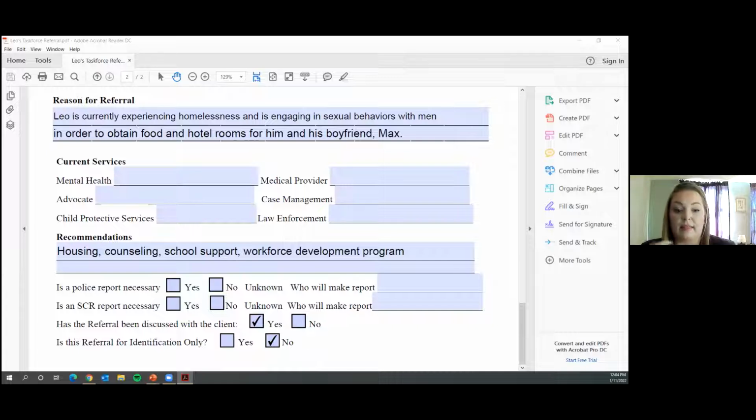So we want, because then that lets us know that, okay, this child has been flagged multiple times. Let's see if we can get the MDT or the other service providers and have a mini case review to discuss this child and see how we can implement services.